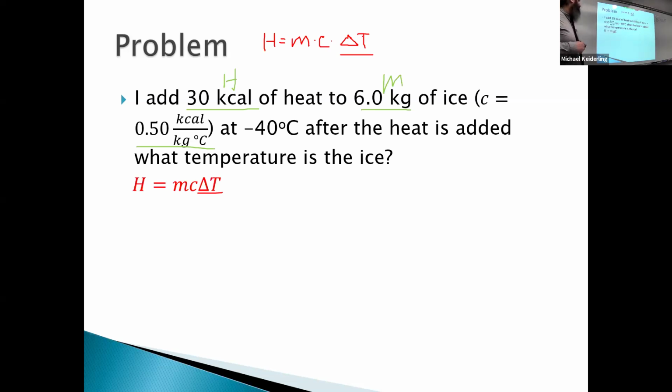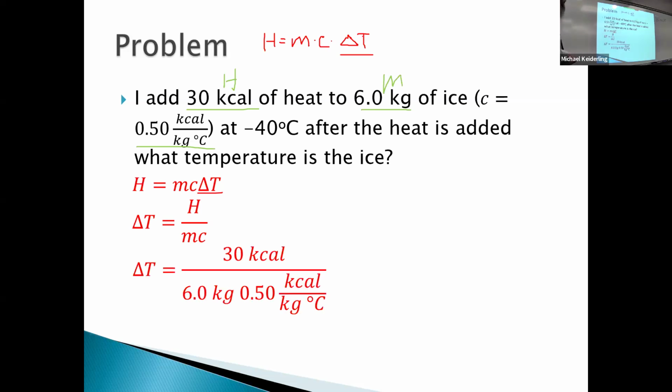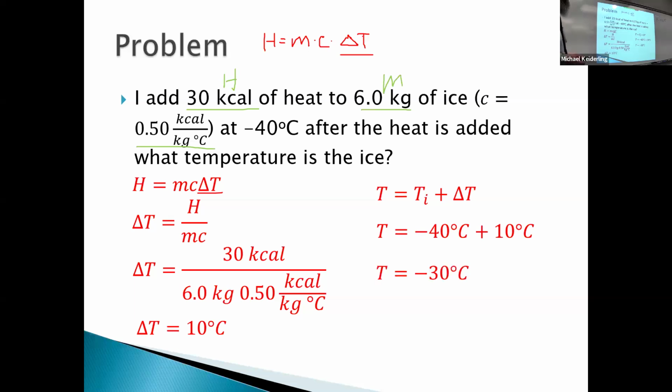So we start with heat equals mass times heat capacity times delta T. We want to find delta T to figure out what the final temperature is, because we know our initial temperature. So delta T is going to be heat over mass times heat capacity. So 30 kilocalories divided by 6 kilograms times 0.5 kilocalories per kilogram degree Celsius. Our change in temperature is going to be 10 degrees Celsius. So our temperature will be our initial temperature plus our change in temperature. So minus 40 degrees Celsius plus 10 degrees Celsius. Our final temperature will be minus 30 degrees Celsius.